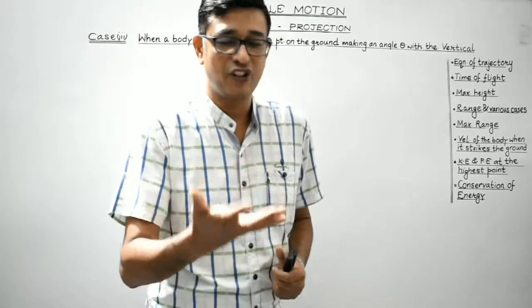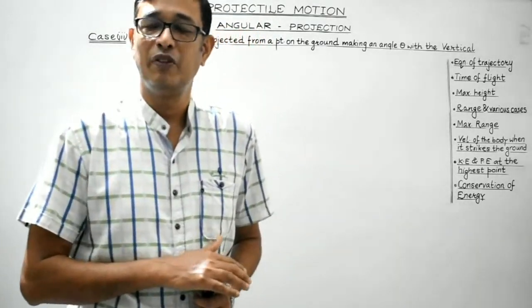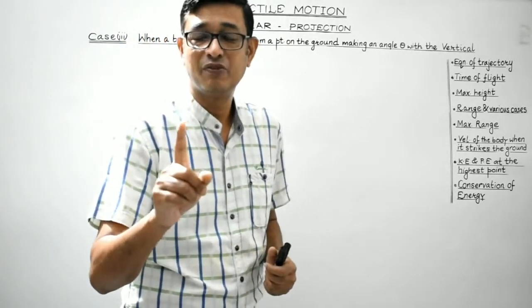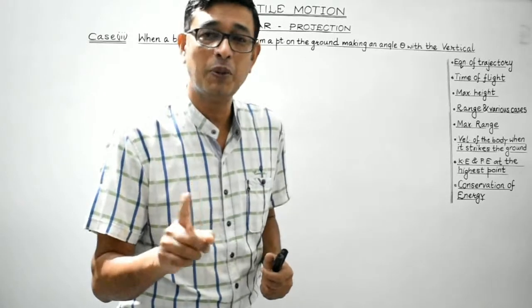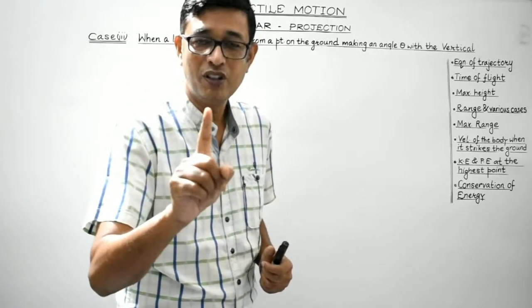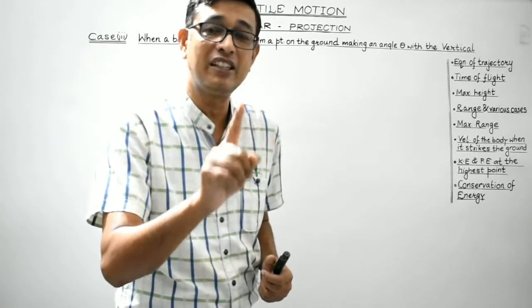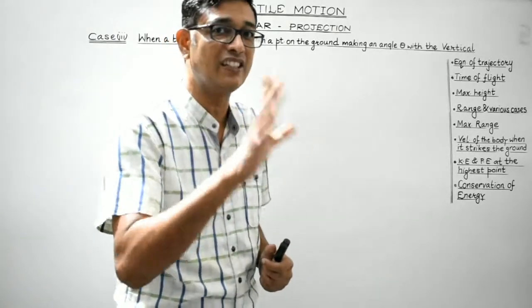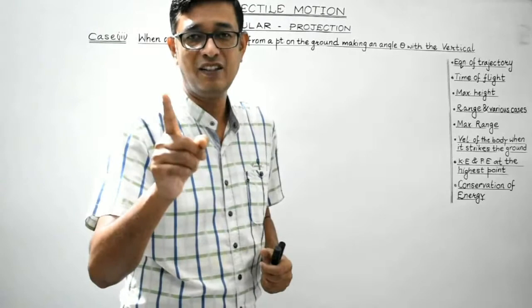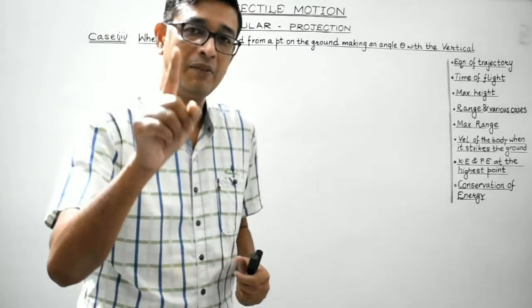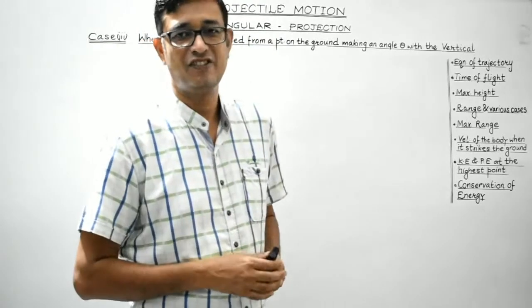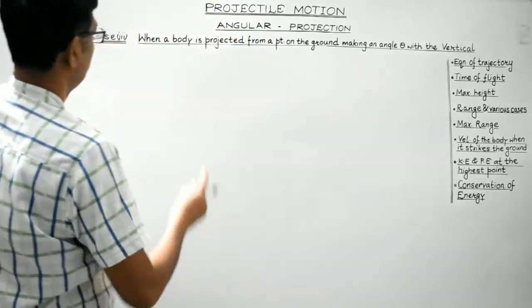Here in case 3 of the projectile motion, we will discuss again the angular projection, but in this case, we will consider the body to be projected with velocity u, making an angle theta with the vertical. I repeat, making an angle theta with the vertical. Theta is the angle which the direction of motion of the projectile makes with the vertical in this case. Right, students? So, this is our case.